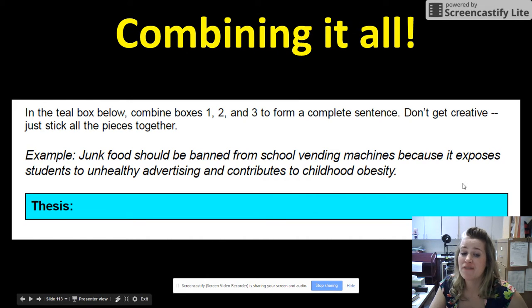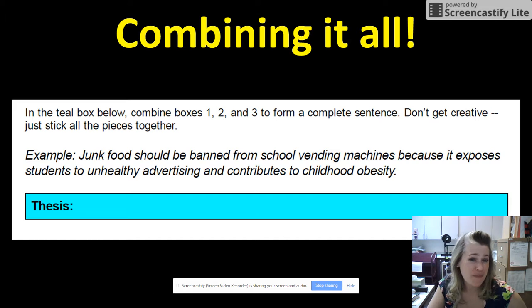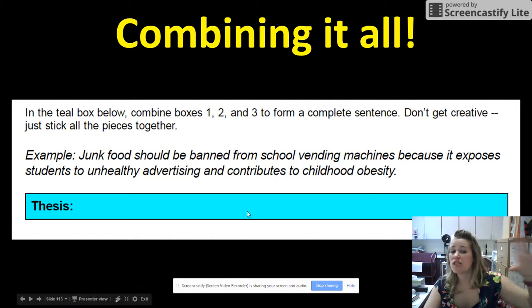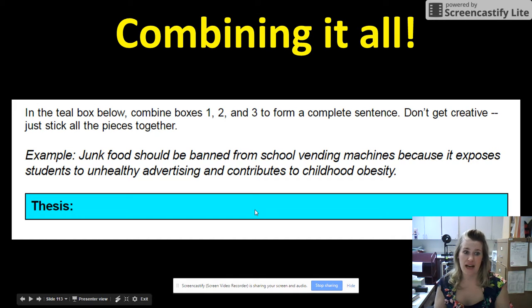Okay, once you have done that, you are going to combine it all into 1 box. It should be really easy. You are not getting creative. You are not coming up with something new. In the teal box, you're taking the boxes above, and you are just literally copying and pasting them all into the teal box. So we should come up with something like junk food should be banned from school vending machines.